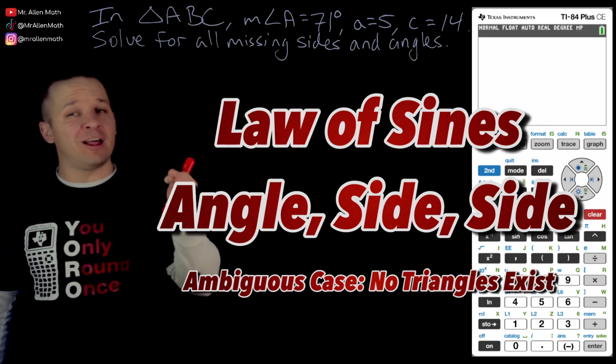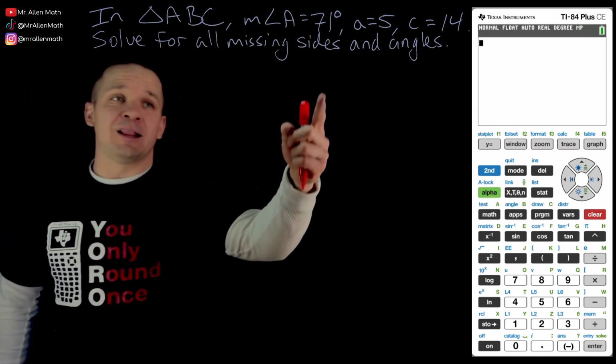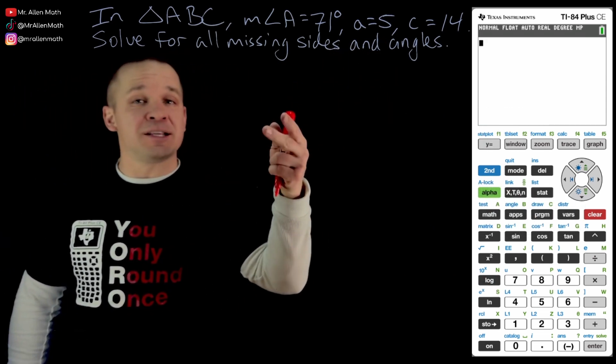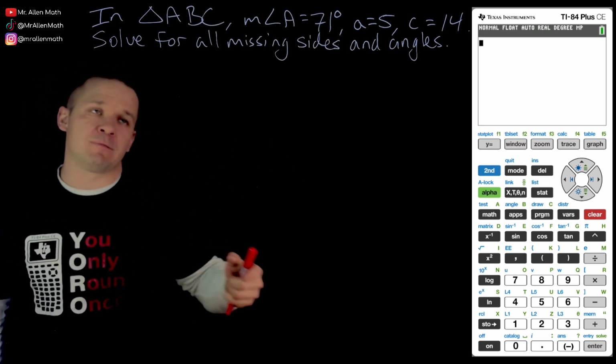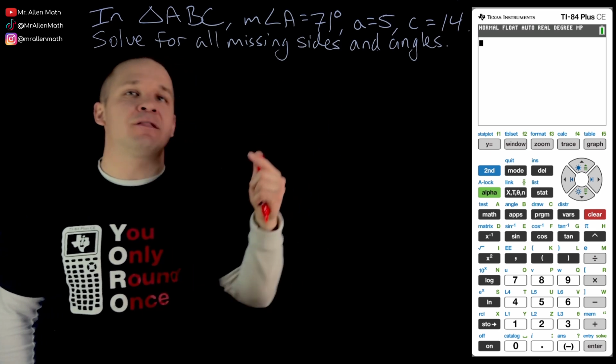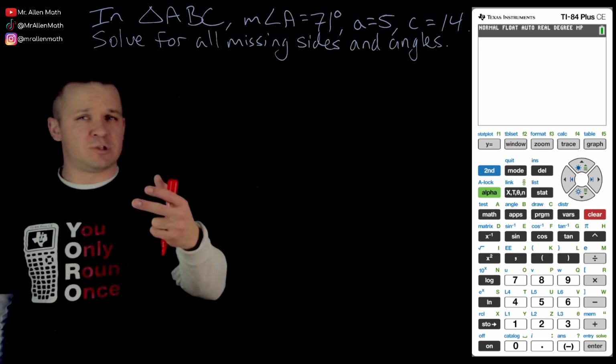Now we've got triangle ABC, the measure of angle A is 71 degrees. The length of side a is 5. That's the side across from angle A, hence the upper and lowercase letter thing. And then side c has a length of 14. Solve for all missing sides and angles. Sometimes they'll just say, solve the triangle.